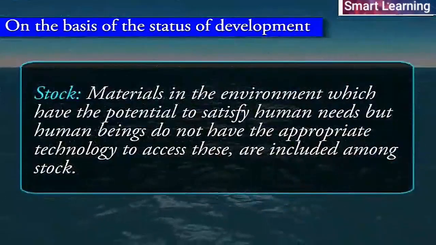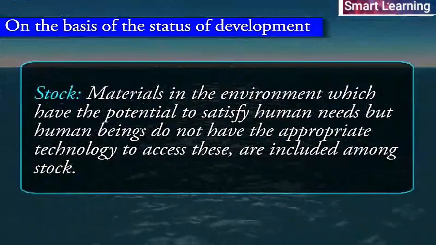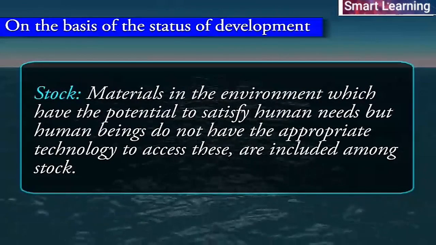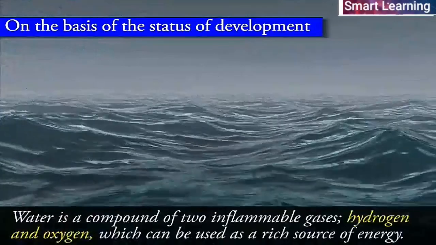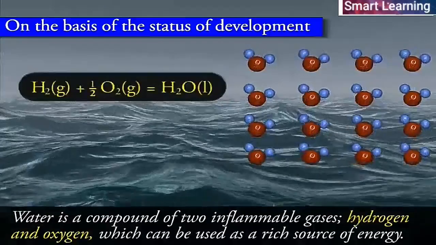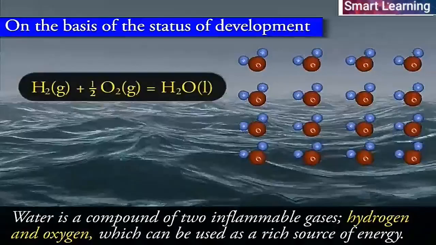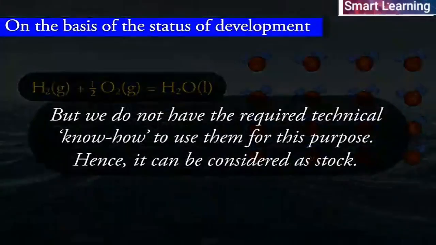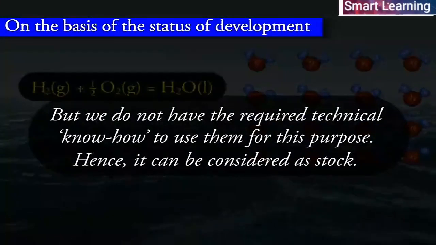Stock. Materials in the environment which have the potential to satisfy human needs, but human beings do not have the appropriate technology to access these, are included among stock. For example, water is a compound of two inflammable gases, hydrogen and oxygen, which can be used as a rich source of energy. But we do not have the required technical know-how to use them for this purpose. Hence, it can be considered as stock.